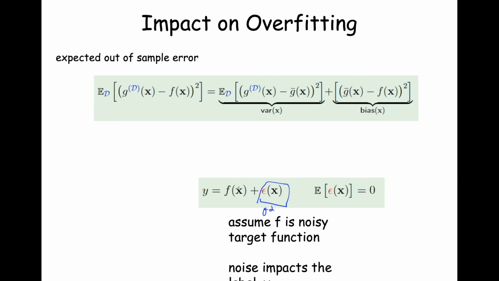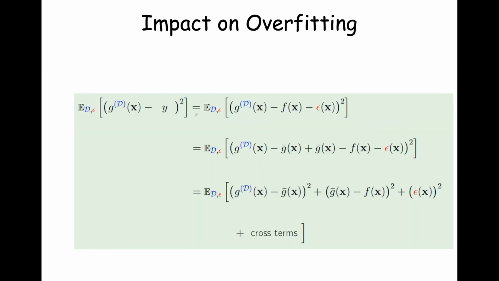So let's assume that our target function is noisy, and this noise impacts our label. And we're going to redo this bias variance decomposition. So here, I'm going to replace my y value with the definition of the noisy target function. So I say minus f minus our noise process quantity squared. So how I did before, we complete the square, and we add in a plus g bar and a minus g bar. We isolate terms, and we have some cross terms that drop out, and we end up with 3 components.